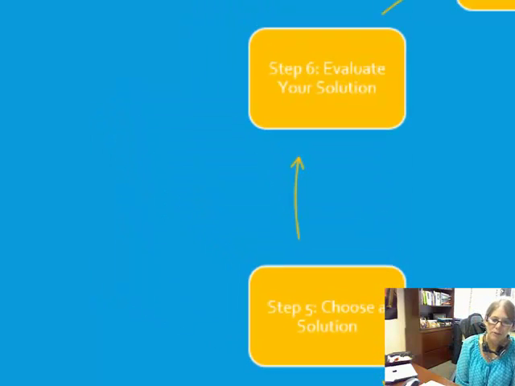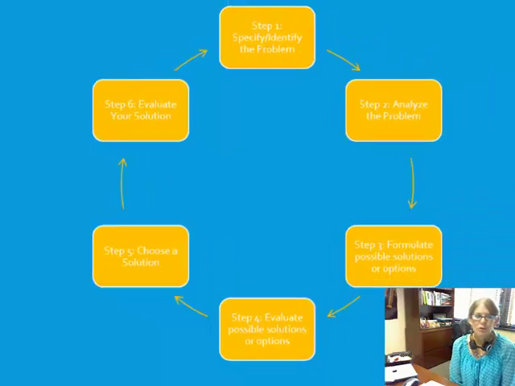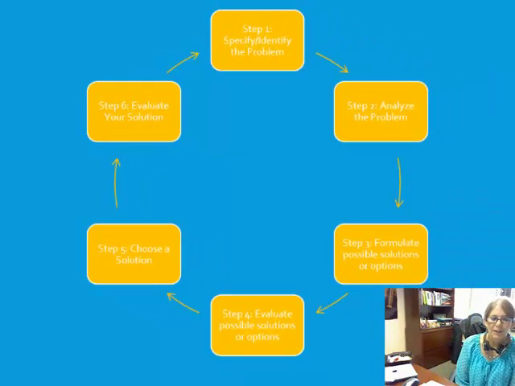And then in our final step, you're going to evaluate your solution. Once you've implemented it, did your solution work? If so, you solved the problem. If not, you have to return to the drawing board and try again. Well, this 6-step process, I want you to apply it in several problems, and we're going to work on that throughout the semester.